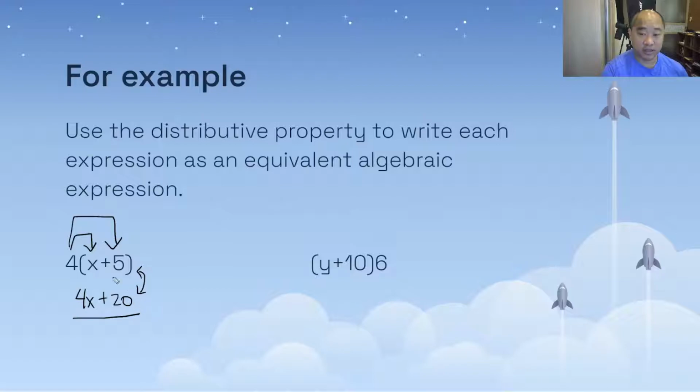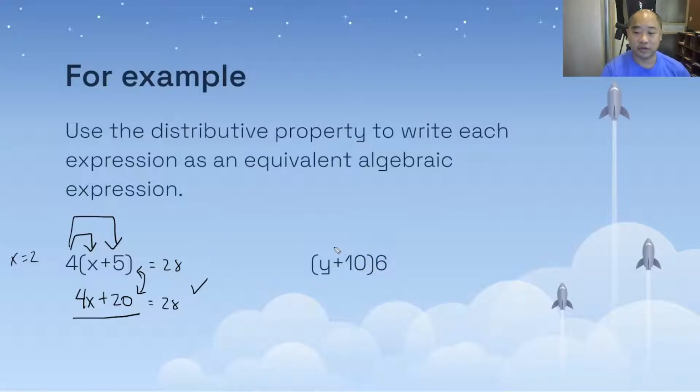And we can check that by putting a number into x. So let's say we put the number 2 again. 2 plus 5 is 7, times 4 is 28. 4 times 2 is 8, plus 20 is 28. Yes, these are equivalent expressions.